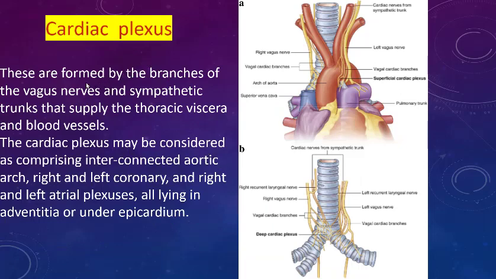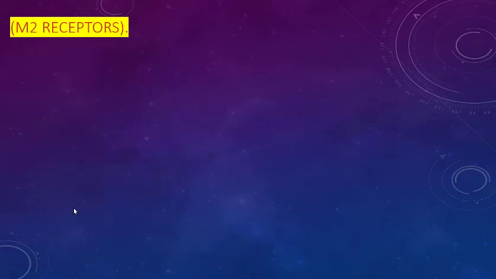So the cardiac plexuses are actually formed by the branches of the vagus nerve and sympathetic trunk that supply the thoracic viscera and blood vessels. The cardiac plexus may be considered as comprising interconnected aortic arch, right and left coronary, and right and left atrial plexuses, all lying in the adventitia under the epicardium. M2 receptor.